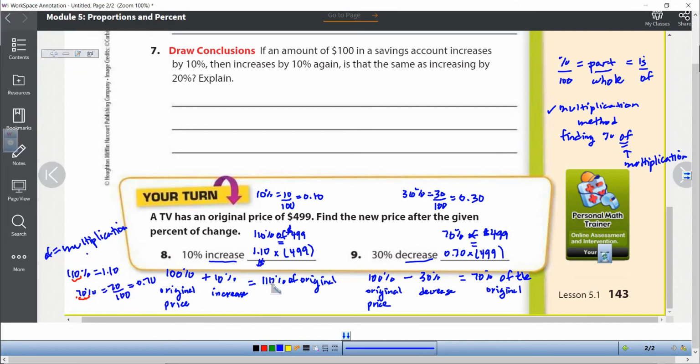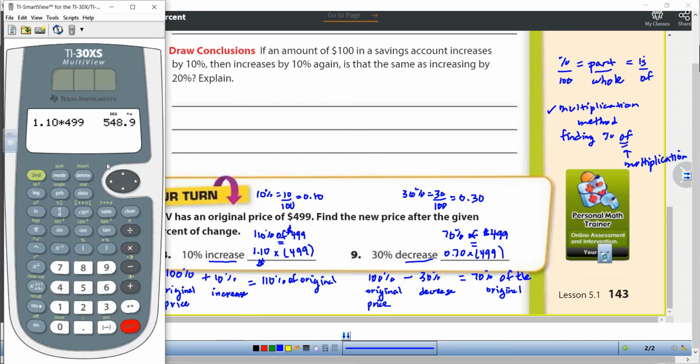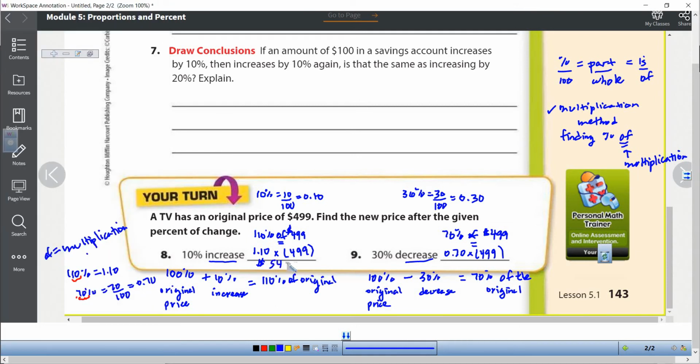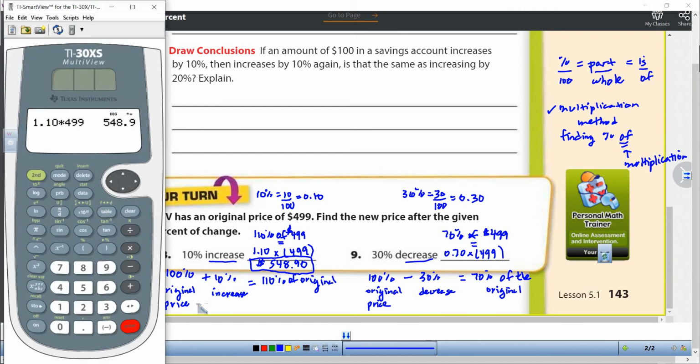I have frustrated some of you by marking questions wrong. This is dollars. What does that mean? $548, and we don't put 0.9, we put 0.90. All right, money is dollars and cents, and money always goes 2 decimal places. $548.90. The calculator does not know it's money, and it's not going to tell you that. So don't get mad at me when I mark that wrong, because you did not go 2 decimal places.